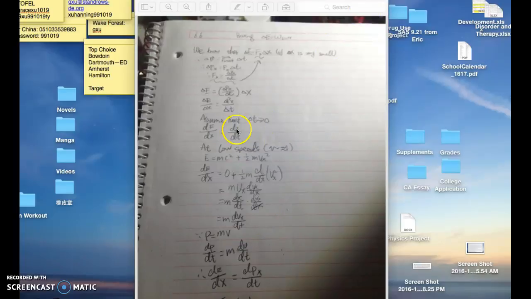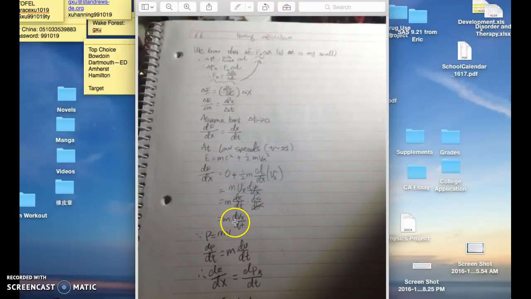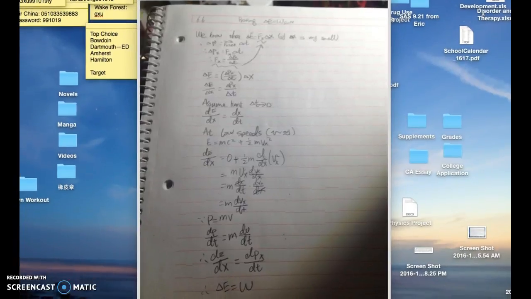And because p is equal to mv, the derivative on both sides would become dp over dt is equal to mass times dv over dt. So this is the same as this, so we can set dE over dx equal to dp over dt.